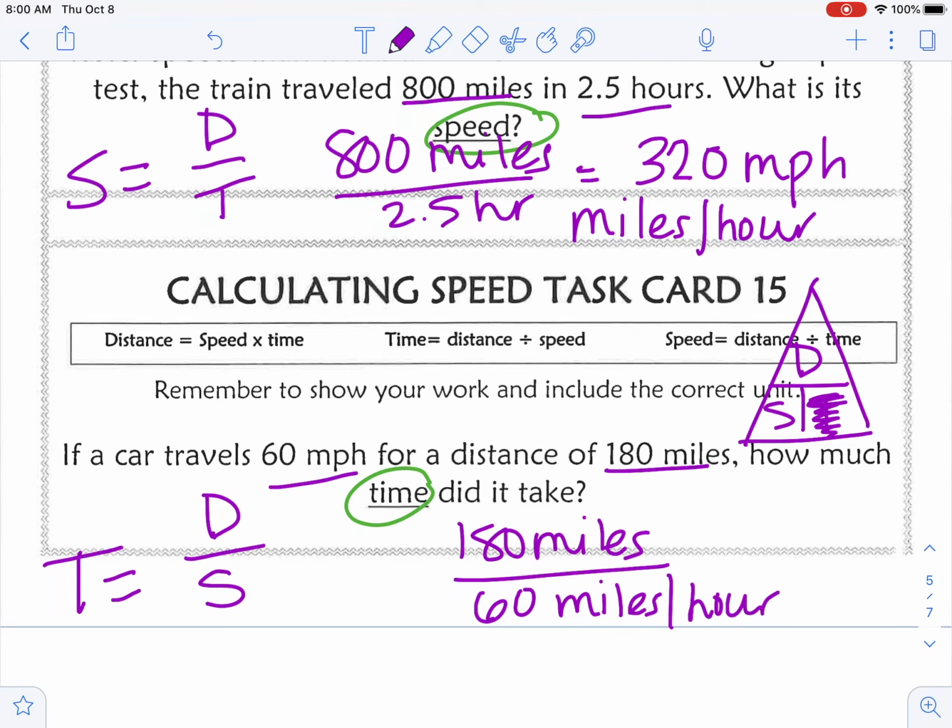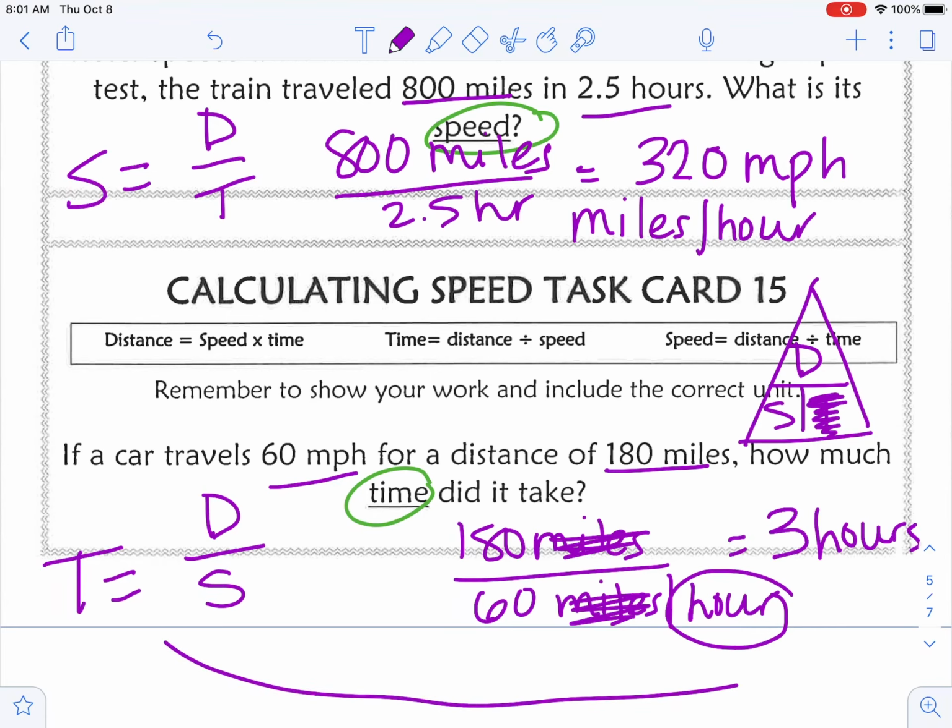All right, with my calculator, 180 divided by 60, that is 3. Now I'm ready for my unit. I'm going to stop and see, can I cross off? Do I have like units? I've got miles here, I've got miles here, so I'm going to cross that off, leaving me just with hours. I'm going to stop and double check. Does that make sense, that 3 hours fits with an equation where I'm solving for time?